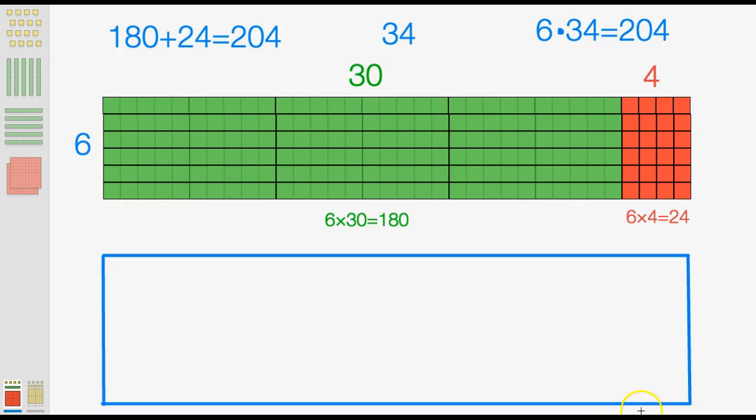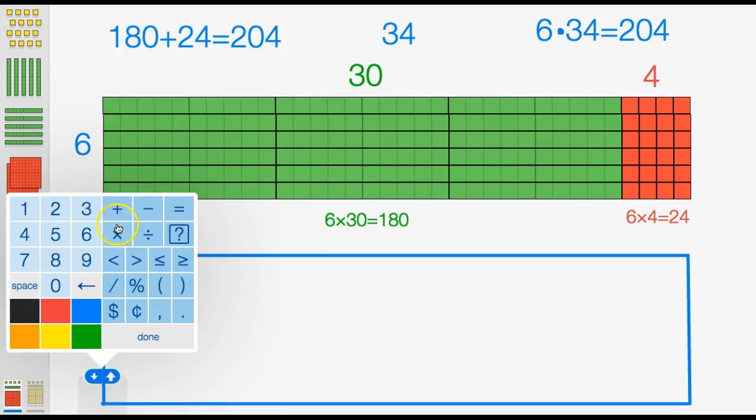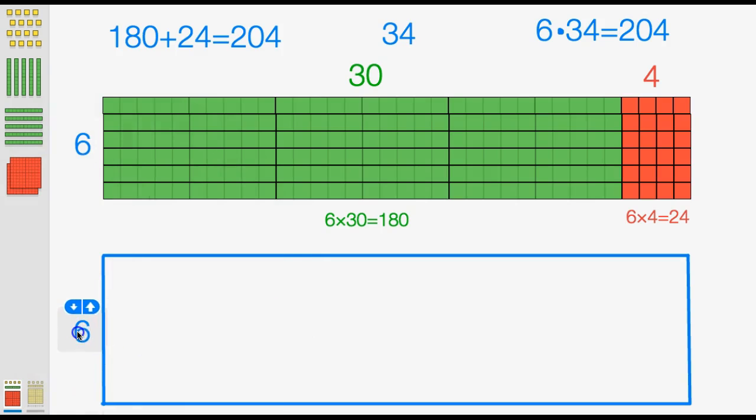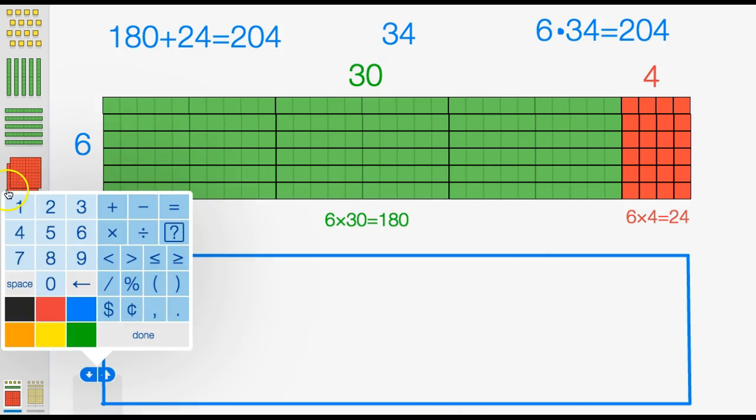Go ahead and fill your shape or your blank space on your paper, just like that. And then we're going to label it on the sides. I want you to label it as 6. I'm going to keep blue there. 6 goes on the side here. And the other side is going to be 34 because we're making 6 groups of 34.